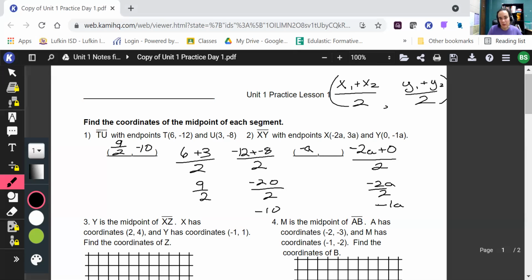And then our y value, we've got 3a plus 1a divided by 2. So 3a plus 1a is 4a divided by 2. 4a divided by 2 is 2a.